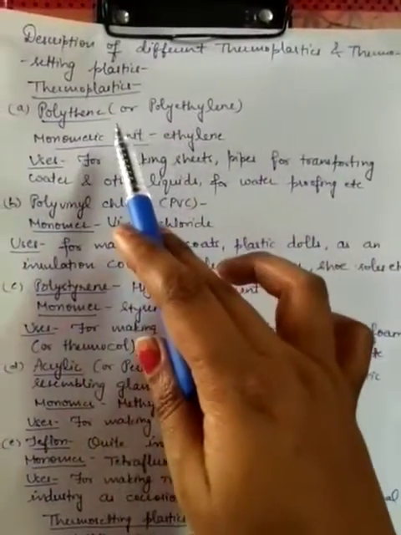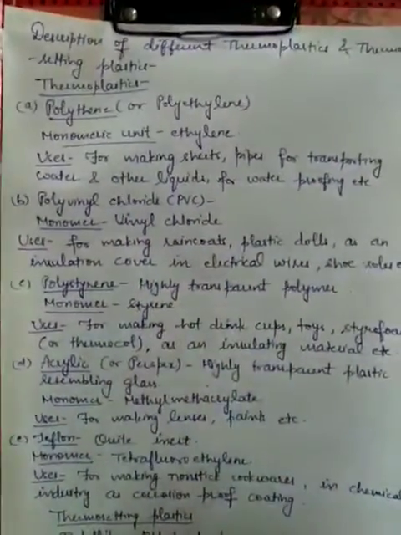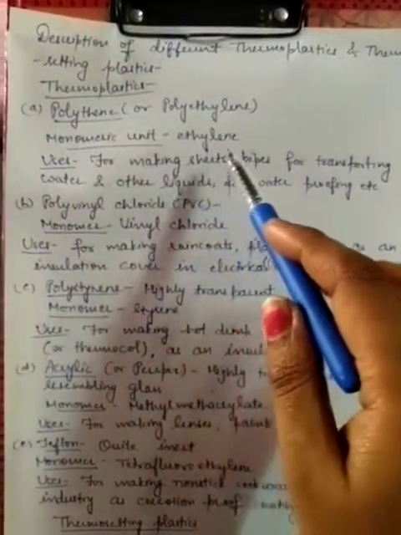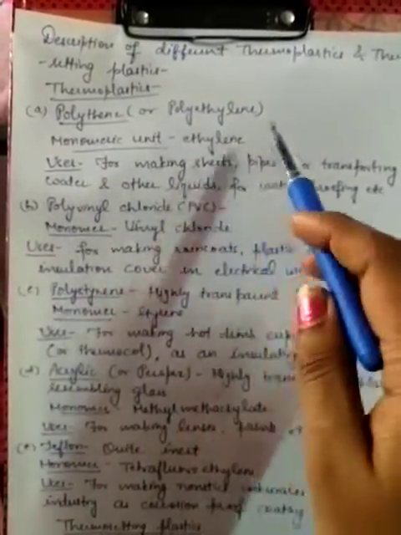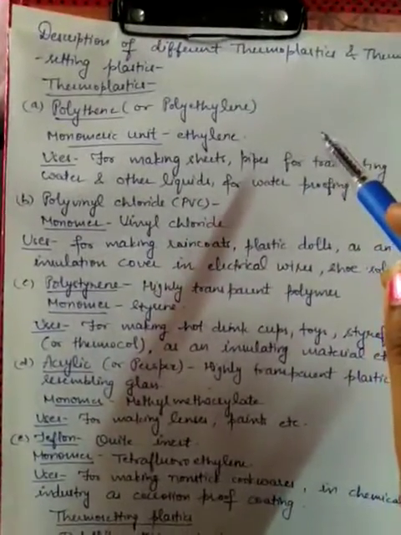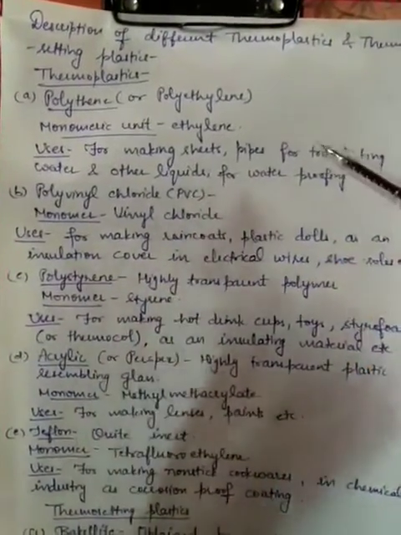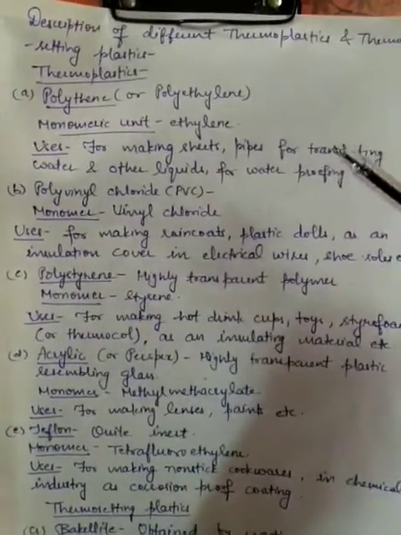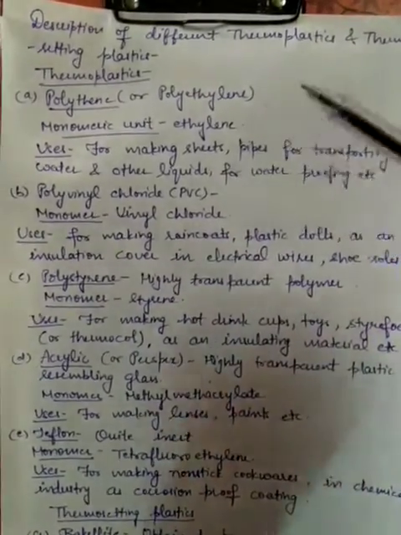First one is polythene, which is also called polyethylene. Its monomeric unit is ethylene. Polythene is made from the ethylene monomer unit under high temperature, high pressure and in the presence of a catalyst. What is a catalyst? Any agent which increases the speed of a reaction.